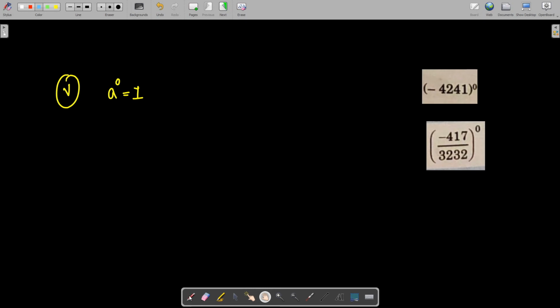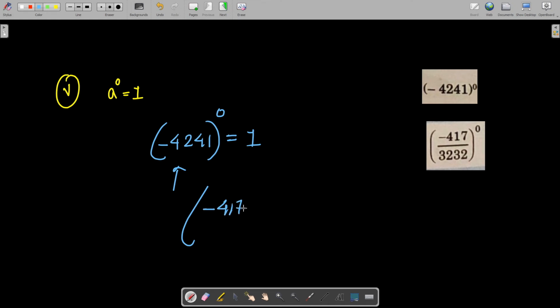It was anything to the power 0 is equal to 1. Yesterday I also told you, be it a number, be it a variable, if you put a 0 on the power, the answer is going to be 1. So it's self-explanatory. Let's try the first question. It's given minus 4241. It does not matter what you put inside the bracket. If there's a 0 on the power, it's always going to be 1. Be it a fraction, be it any variable. Whenever you see a 0 on the top, simply write the answer as 1.